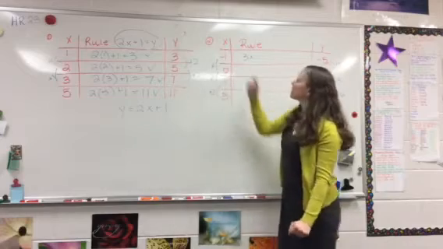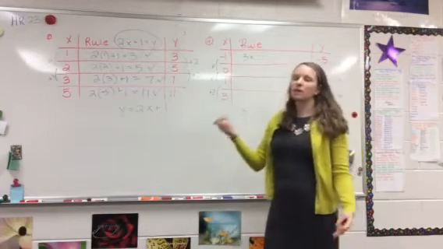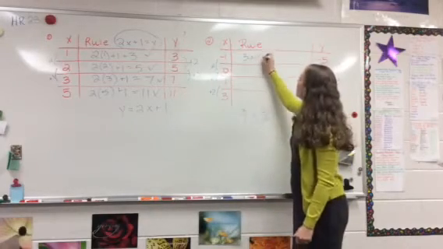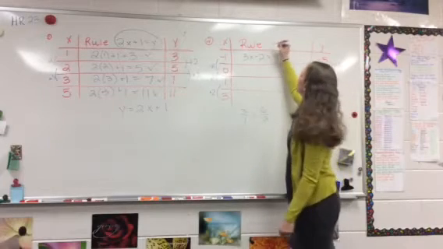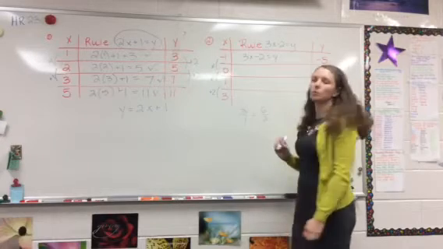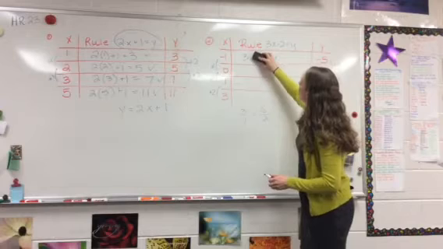So now 3 times negative 1 would be negative 3. To get to negative 5, we'd have to go 2 further left, or take away 2. So the rule we're going to test out here is 3x minus 2 equals y. Okay, let's use the values that we have.